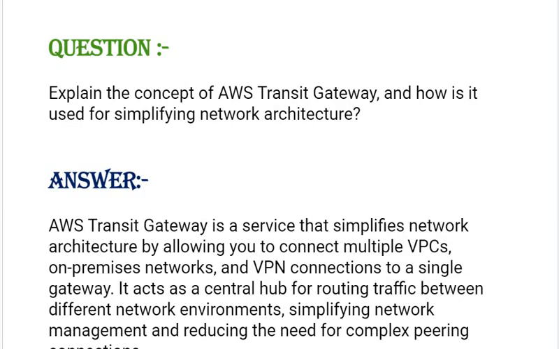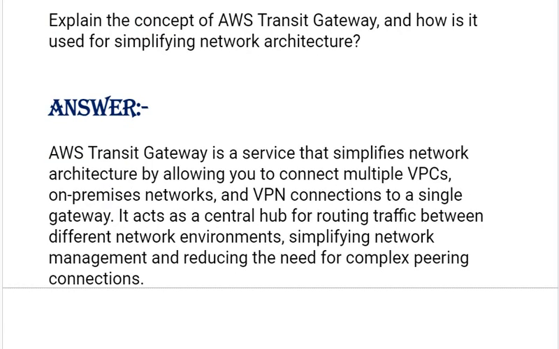Our next interview question is, explain the concept of AWS Transit Gateway and how it is used for simplifying network architecture. Your answer should be: AWS Transit Gateway is a service that simplifies network architecture by allowing you to connect multiple VPCs, on-premises networks, and VPN connections to a single gateway. It acts as a central hub for routing traffic between different network environments, simplifying network management and reducing the need for complex peering connections.